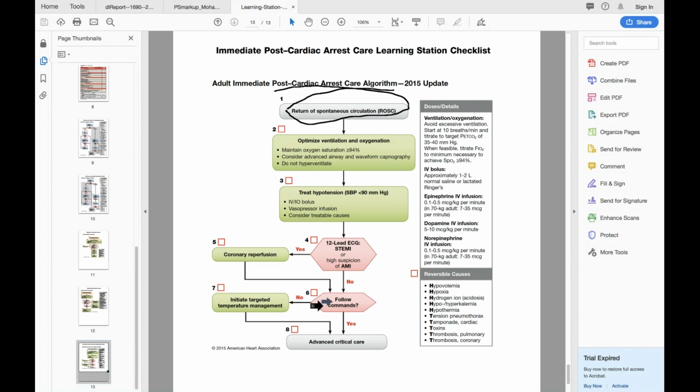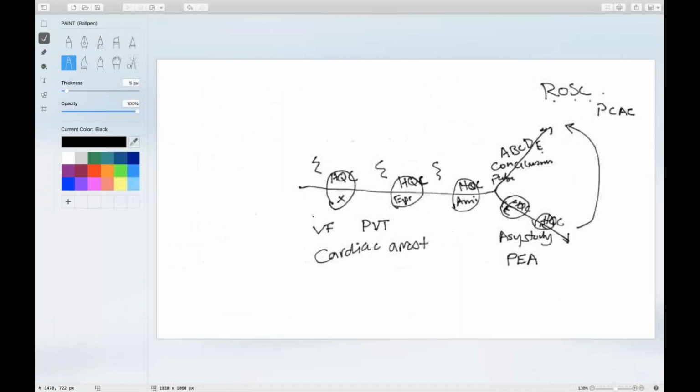What you will do is draw bloods to consider all the H's and T's over here. You will take bloods, ABGs, troponin, toxins, whatever you like. Anyhow, you will find it in the book. And the last thing is to initiate targeted temperature management. This one is very important. There is a lot of emphasis on it. Okay, targeted temperature management.